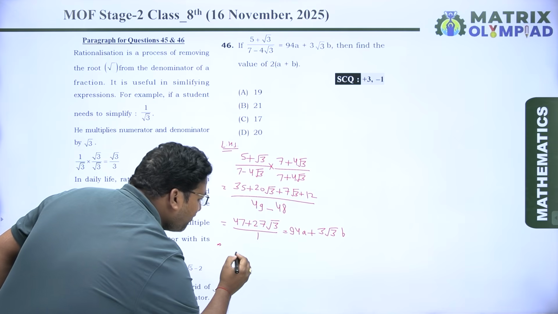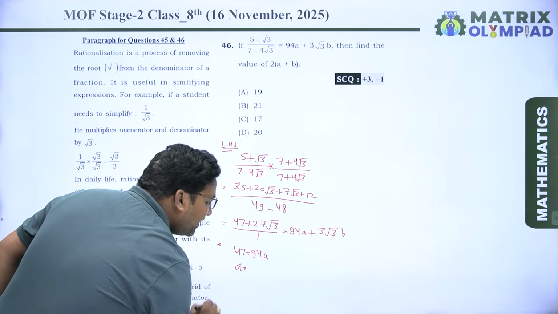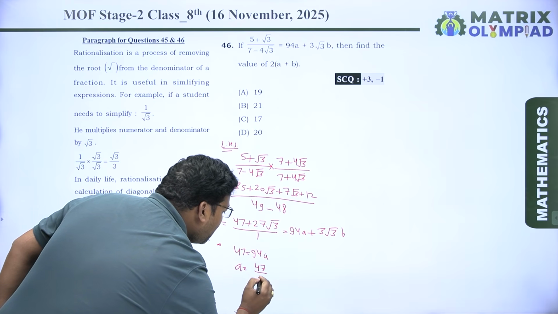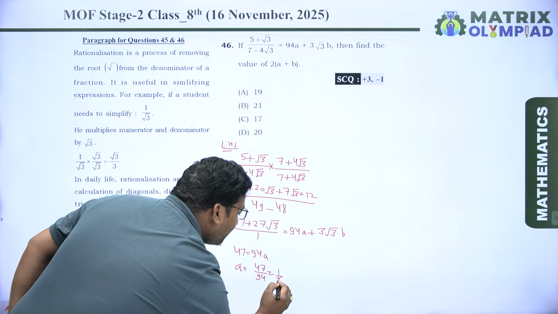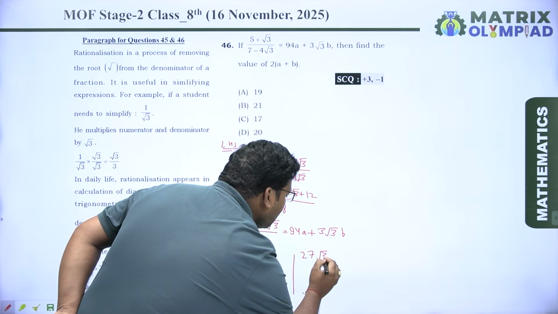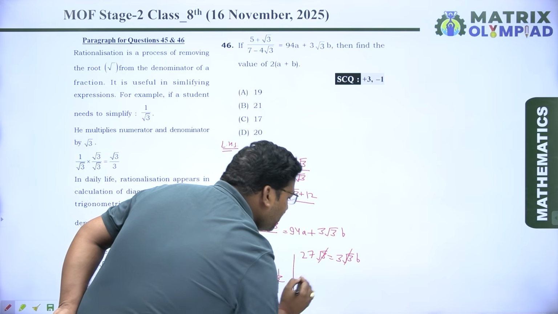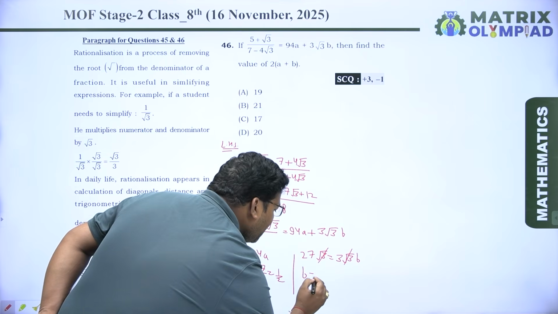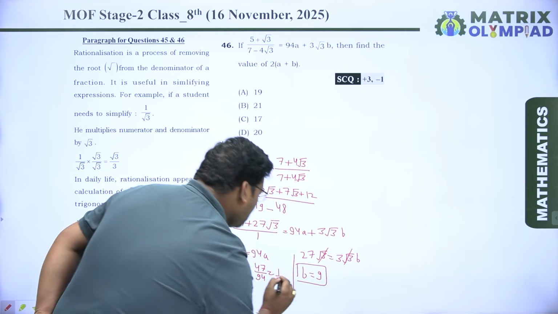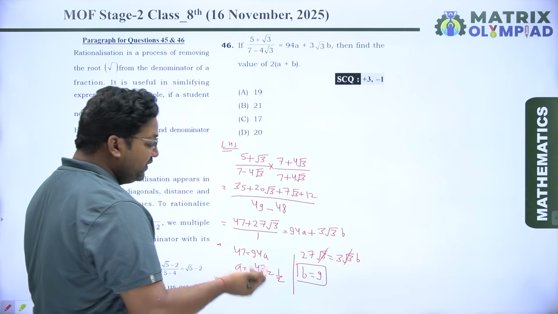So here you can see 47 equal to 94a. From here we will get a equal to 47 upon 94, which is equal to 1 by 2. Similarly we have to compare 27 under root 3 equal to 3 under root 3b. So here root 3 and root 3 are cancelled out. So we will get b equal to 9. So the value of a is 1 by 2 and the value of b is 9.